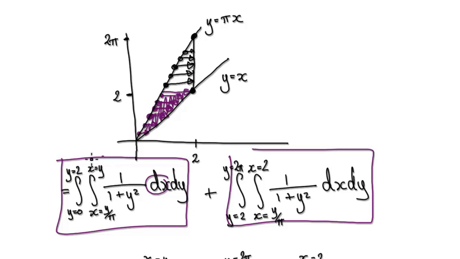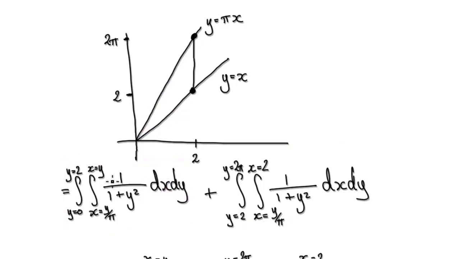So one region is this one here, and this region here is this integral. If you're moving along in the x direction, you start at this line and you finish at this line, scanning from y equals 0 to y equals 2. So your first region is this.